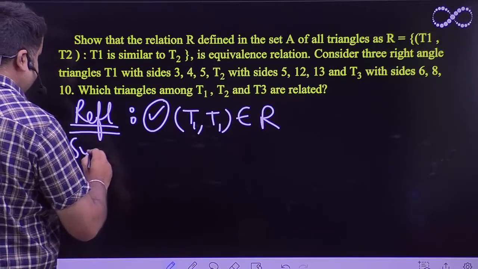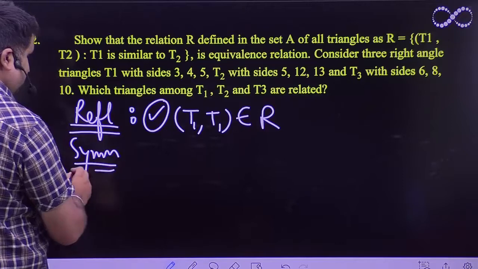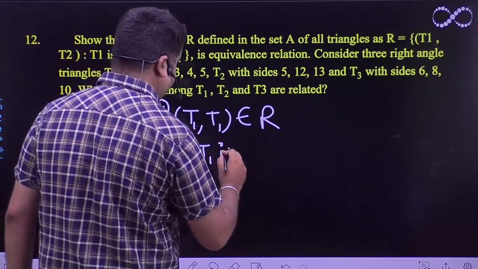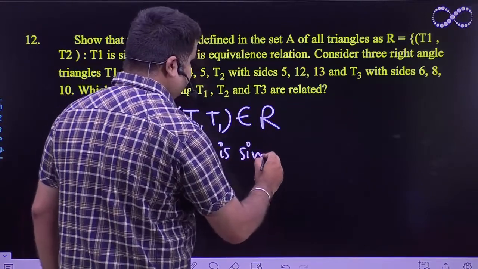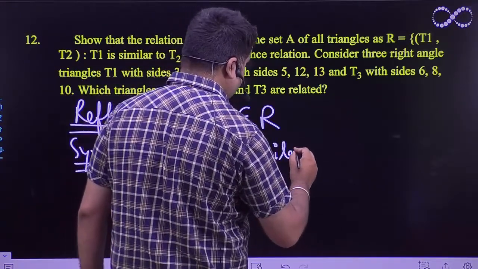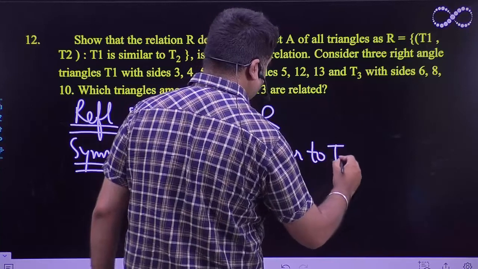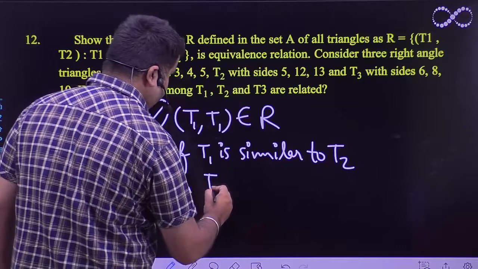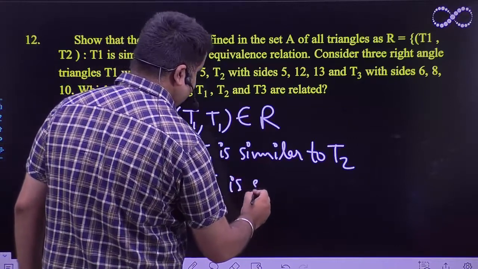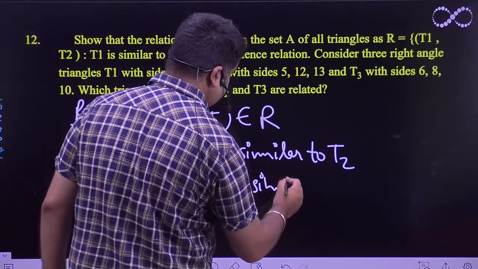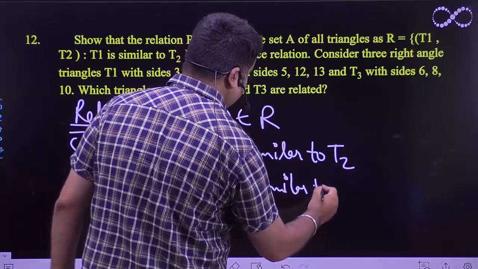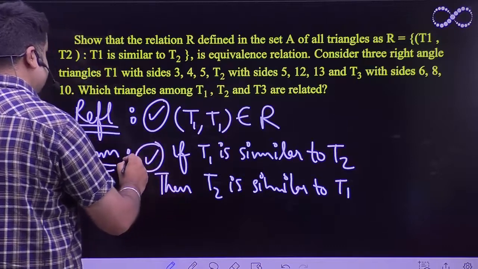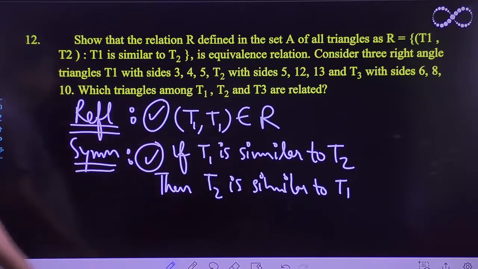Now for symmetric, if T1 is similar to T2, then T2 is similar to T1. This is pretty obvious. Therefore, this will satisfy the symmetric property as well.